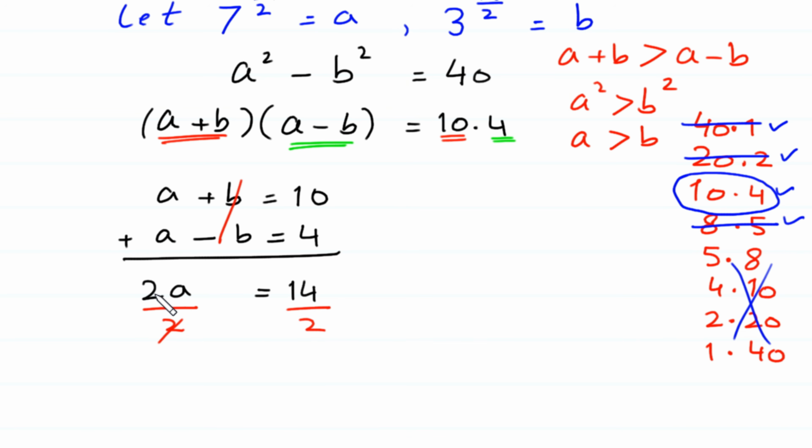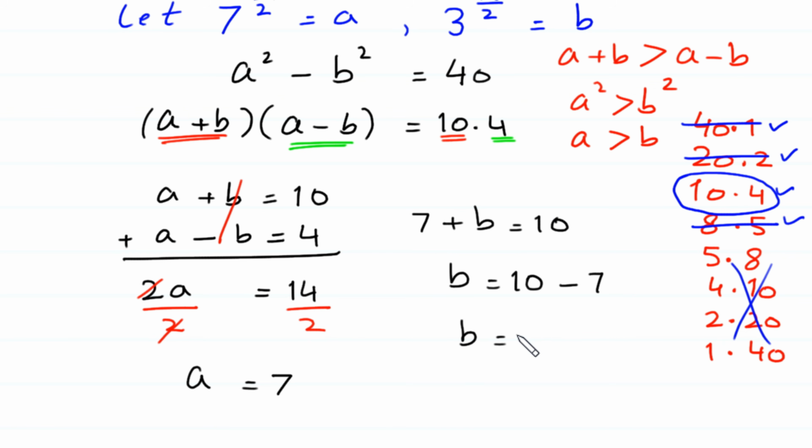This 2 will be cancelled with this 2 and we get the value of a, 14 divided by 2, 7, and we put this value of a in this equation. Value of a 7 plus b is equal to 10. We move this 7 to the right side, b is equal to 10 minus 7 and b is equal to 3. So the value of a is 7 and value of b is 3.